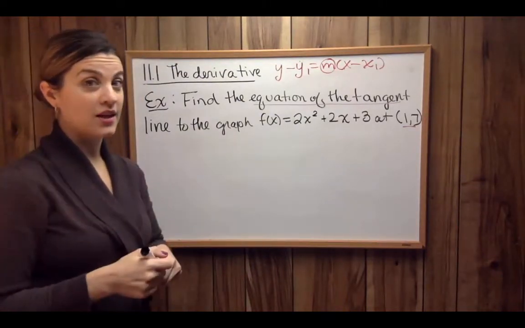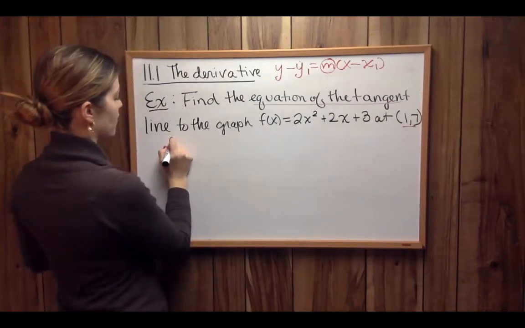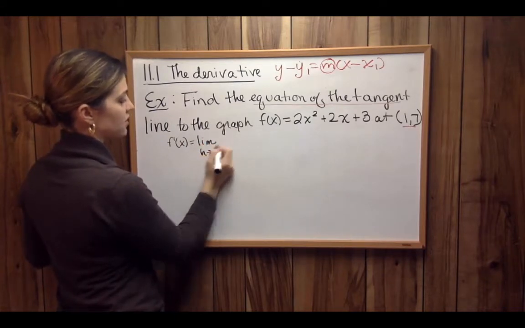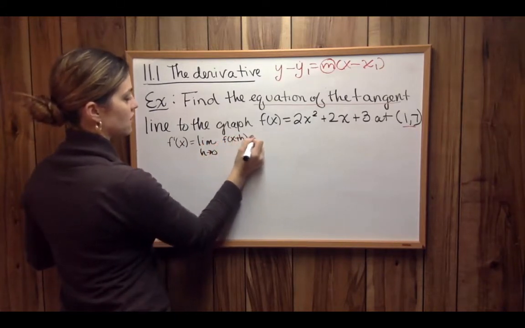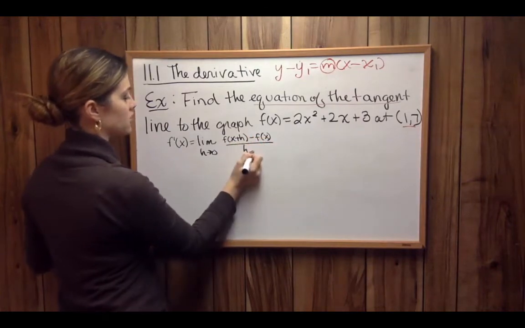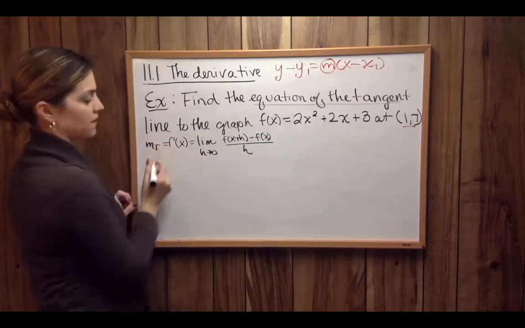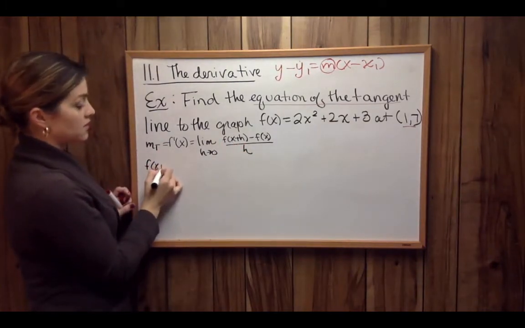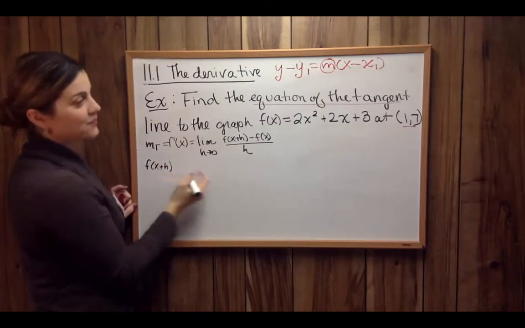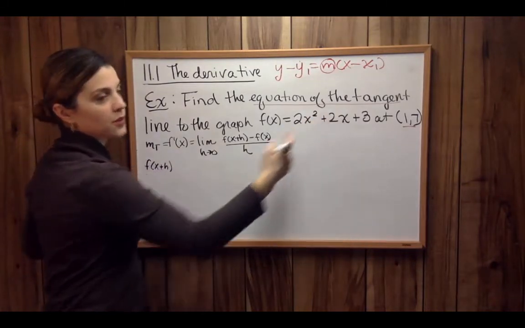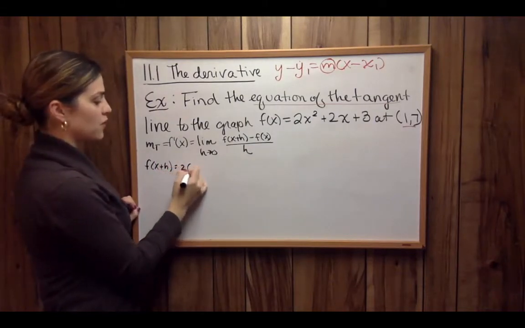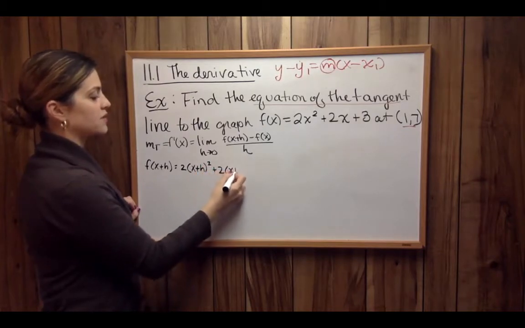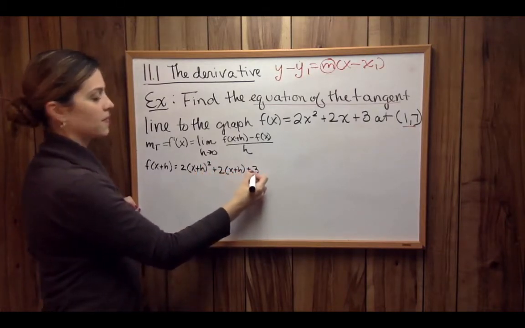I need to use the derivative law. So remember, f prime of x is equal to the limit as h approaches 0 of f of x plus h minus f of x over h. Remember, this is the slope of the tangent line. Let's first start by finding f of x plus h. This one's a little more difficult than other ones we've seen. So everywhere there's an x, you're putting x plus h. 2 parentheses x plus h squared plus 2 parentheses x plus h plus 3.